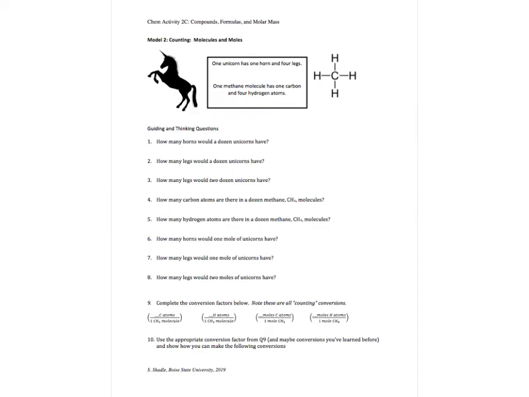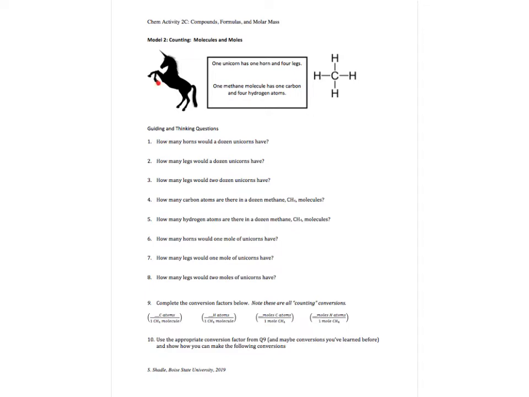So we learned in activity 2B how to count atoms in terms of moles. We're also going to need to do that with molecules and compounds. So let's start here with model 2. We can see we've got a unicorn and a methane molecule. How many horns would a dozen unicorns have?